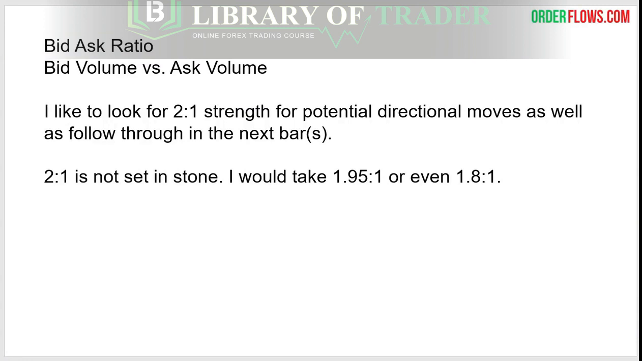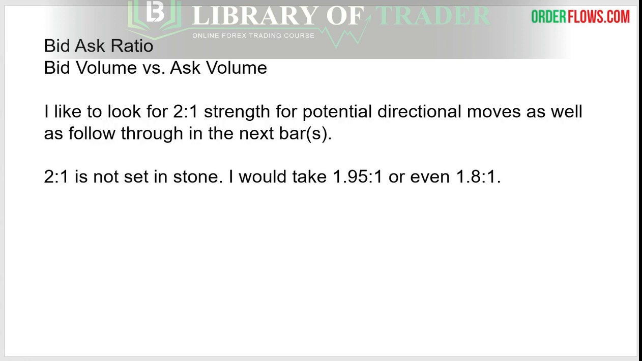Now, the next setup is basically the bid-ask ratio, okay? And it's the bid volume versus the ask volume. Now you have to add this to your footprint chart. It's available on most footprint charts, as the information is available. It's whether or not you look at it. And I like to look for a ratio of 2 to 1 for potential directional moves as well as follow through in the next bar or bars, right?